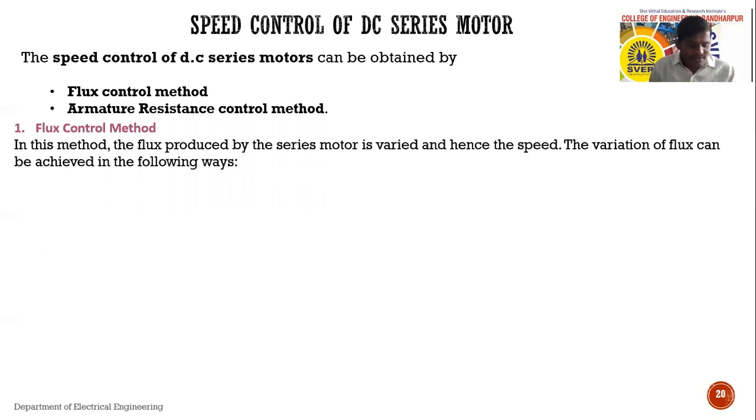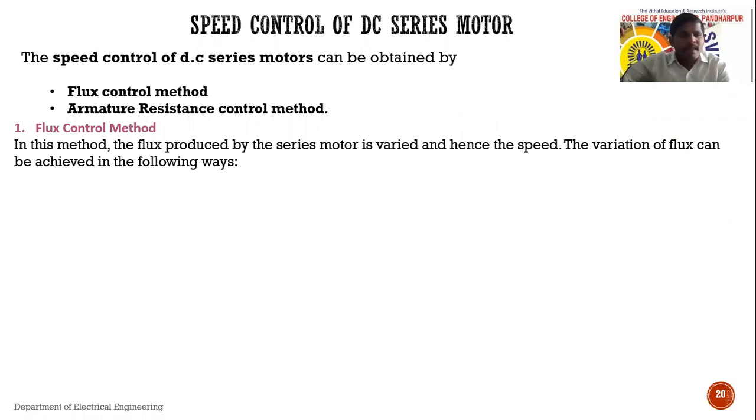Now see, in case of flux control method, you people already know the flux control is nothing but we want to vary the value of flux. The flux produced by the machine, we are just varying this quantity of flux. Hence the resultant value of flux will change, and if the resultant value of flux changes, then there is a change in the speed of DC series motor. What happens to the speed of DC series motor? It changes.